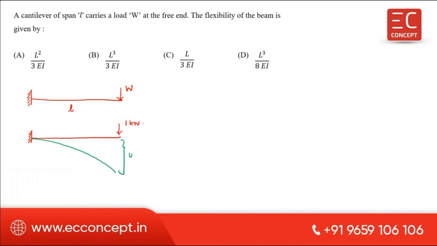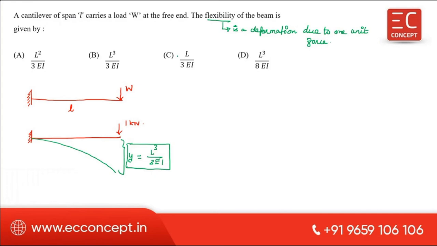So the deflection at this point y is equal to what? This deflection is equal to WL cube divided by 3EI. So this deflection is called flexibility. Flexibility is the deflection due to one unit force. What is flexibility? Flexibility is a deformation due to one unit force. So the answer for this question is B, L cube divided by 3EI.